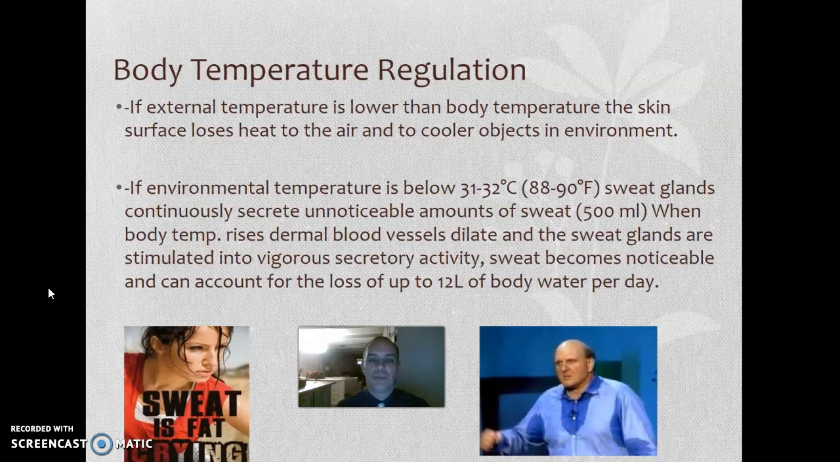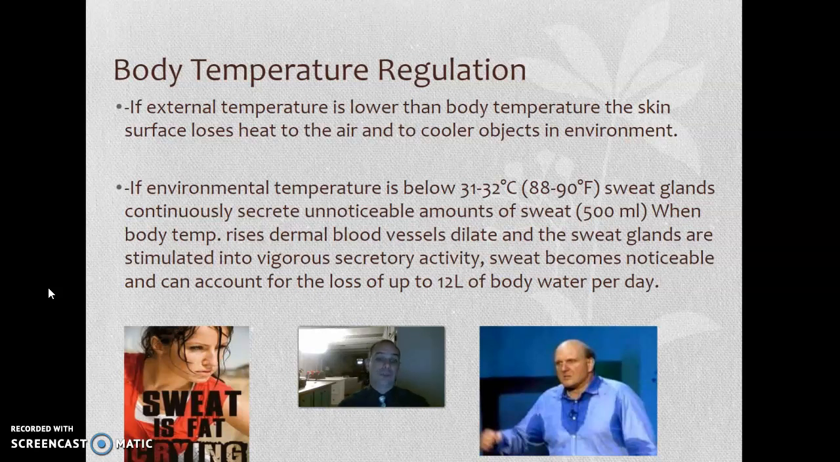So we know about sweating, right? Being temperature regulation for the body. It's really important. So if external temperature is lower than body temperature, the skin surface loses heat into the air to cooler objects in the environment. So for example, if the environment temperature is below 88 to 90 degrees Fahrenheit, or 31 to 32 degrees Celsius, sweat glands will continuously secrete unnoticeable amounts of sweat, right?